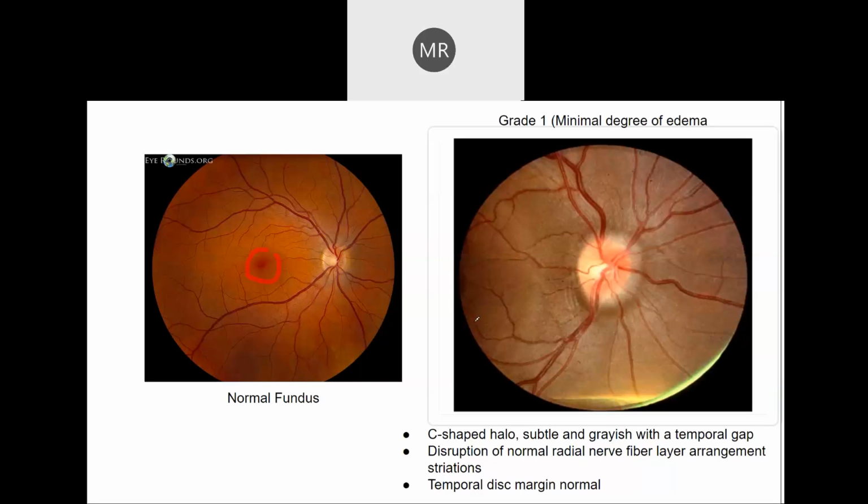For papilledema, it is graded using the modified Frisén scale, from grade 0 until grade 5.